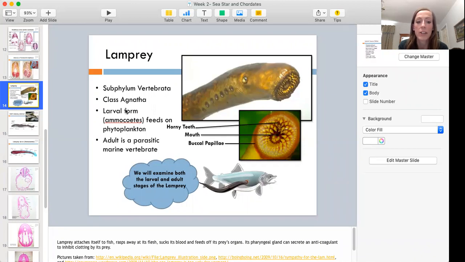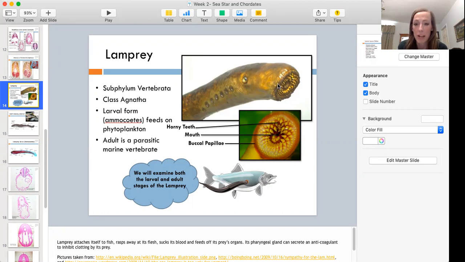We're also going to look at the larval form, which is called the ammocoetes. I don't know how you say it. We're going to look at that in slide form for this week's lab. As an adult, it is a very interesting looking parasitic marine vertebrate.